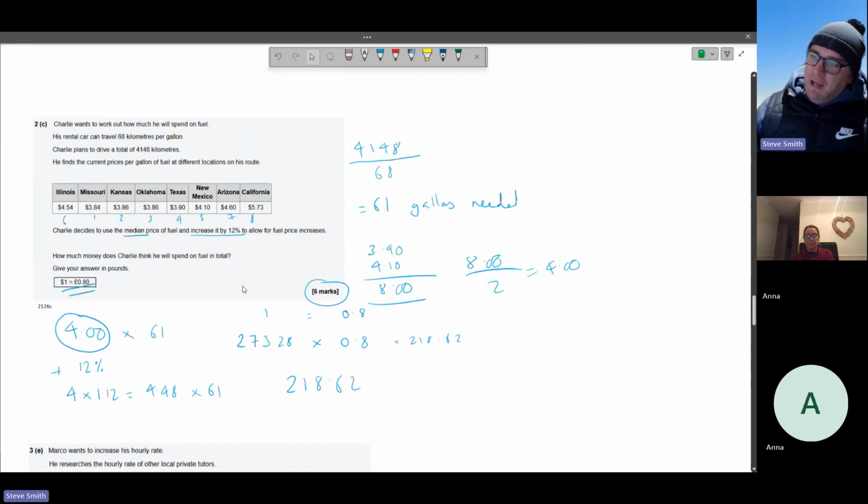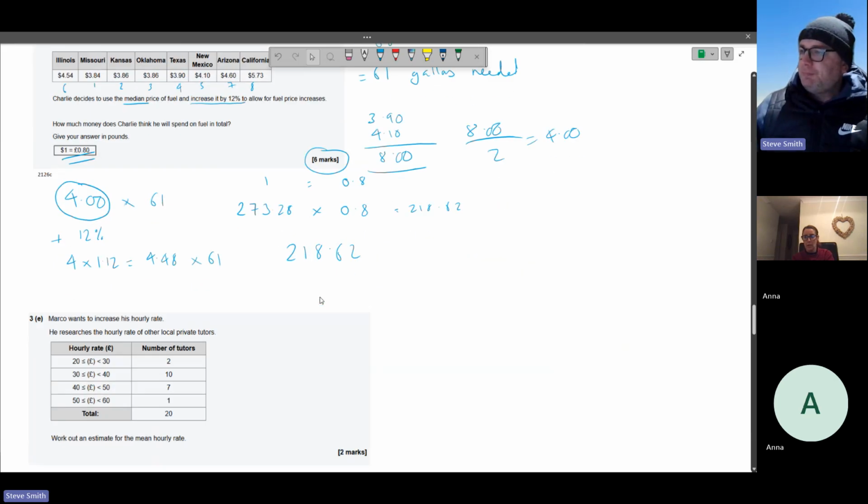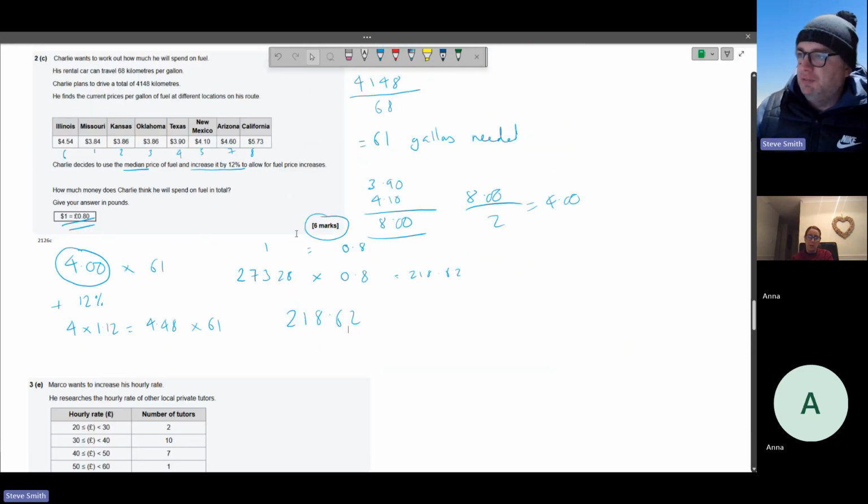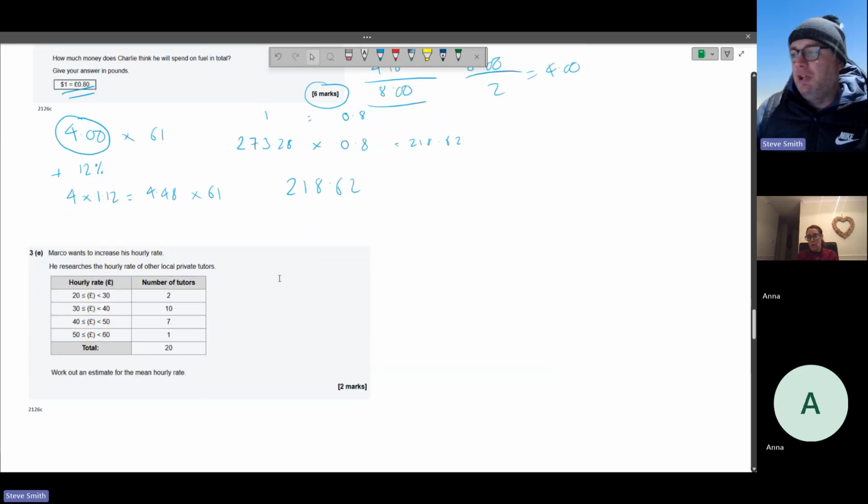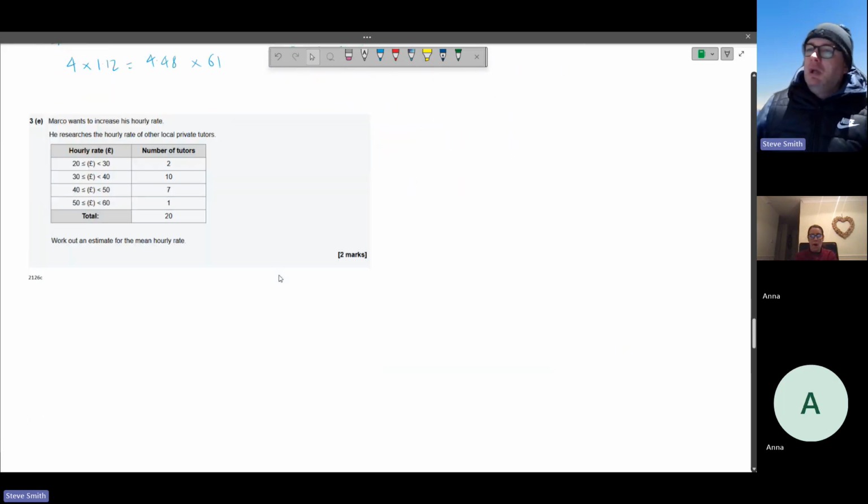I mean, it's a final mark anyway, but if it's a 6 marker, you want to be aiming for all 6. And you don't want to do all the hard stuff and then get that last mark knocked off because you didn't convert it or you converted it incorrectly into pounds.